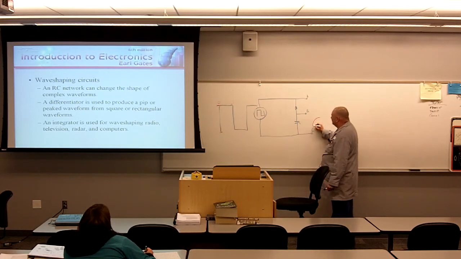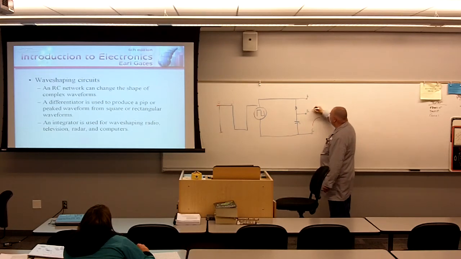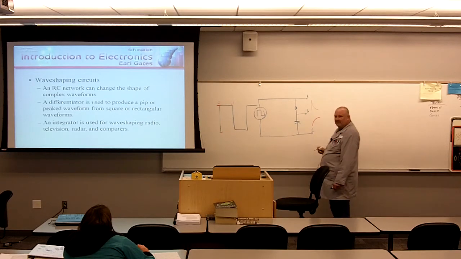So if the voltage is going from 0 to 100 over time, what's the voltage across the capacitor going to be doing? This is not a trick question, folks. It's going to be going from 0 to 100%, and then it's going to be going down like this. Because as the capacitor is charging to 100%, the voltage across the resistor was going from 100%, now it's going to 0%.